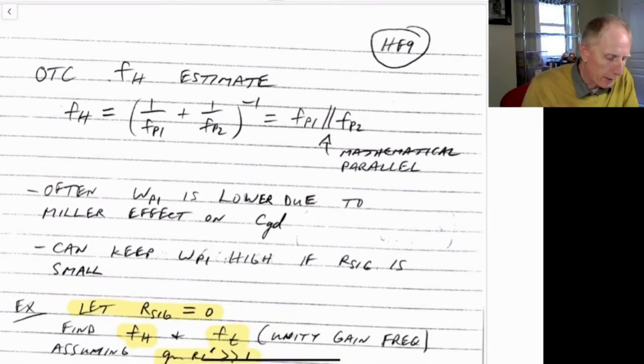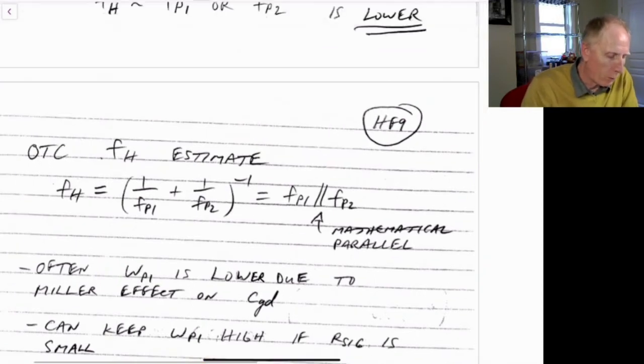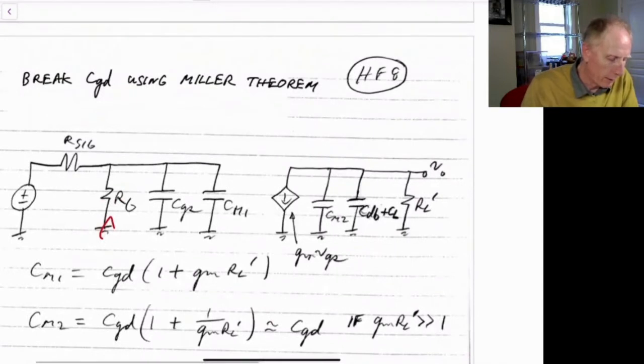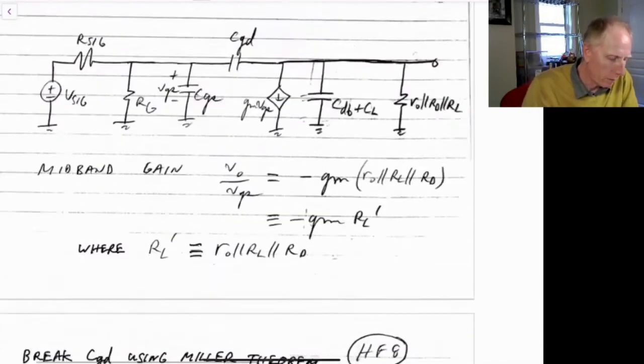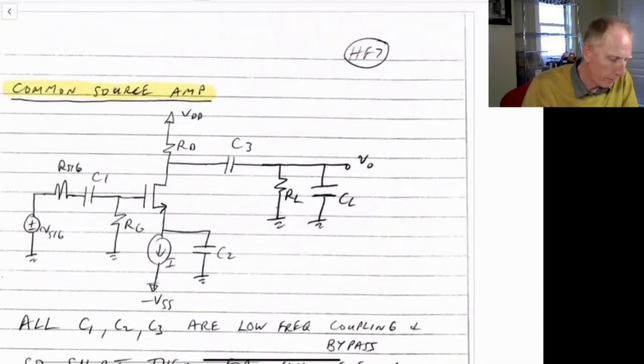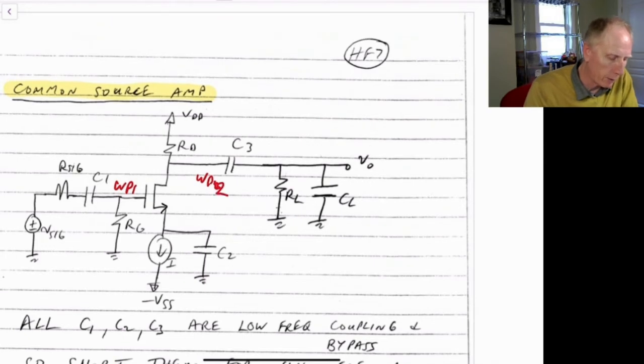Now what you find is that normally omega P1 is lower than omega P2. Omega P1, if you recall, is due to the pole on this side here. So we have a pole due to this node, and we have a pole due to this node. So normally, let me just write that out. We think of omega P1 occurring here, and omega P2 occurring on the right-hand side here.